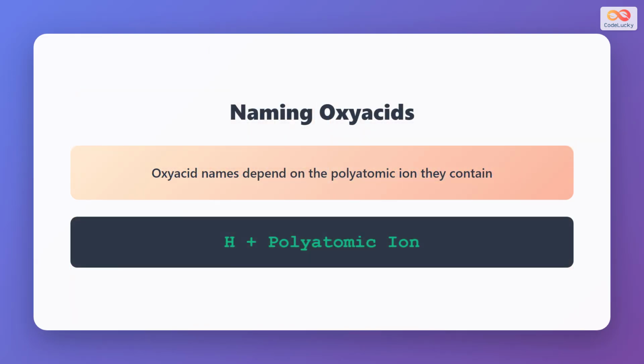Now let's move on to oxyacids, which are slightly more complex. Oxyacid names depend on the polyatomic ion they contain. Remember, oxyacids are composed of hydrogen plus a polyatomic ion. A polyatomic ion is a group of atoms that carries a charge. The naming of oxyacids is based on the ending of the polyatomic ion's name. There are two main patterns to learn for oxyacids.